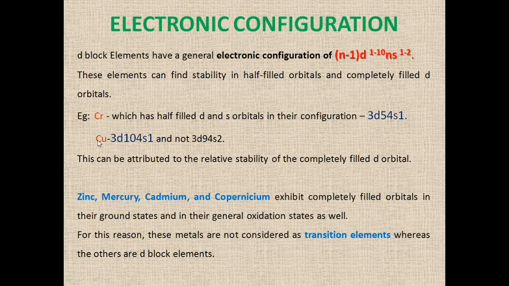And for copper, its electronic configuration is 3d10 4s1, not 3d9 4s2. This can be attributed to the relative stability of the completely filled d orbitals. Similarly, zinc, mercury, cadmium and copernicium exhibit completely filled orbitals in their ground states and in their general oxidation states as well. For this reason, these metals are not considered as transition elements, whereas the others are D block elements. Why? Because these elements contain completely filled d orbitals and s orbitals.